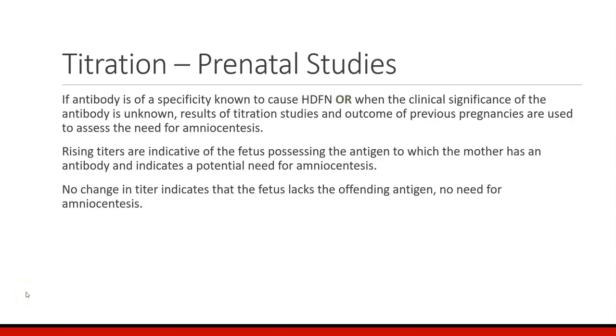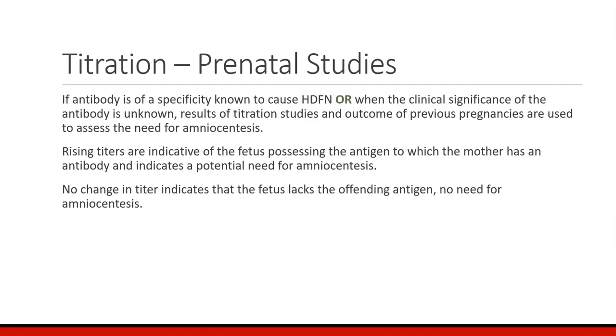Titration in prenatal studies. If an antibody is of a specificity known to cause HDFN, or when the clinical significance of this particular antibody is unknown, the results of titration studies and outcomes of previous pregnancies are used to assess the need for amniocentesis. So what that means is, what if this mom had an antibody stimulated by a previous pregnancy? So that baby was affected. How do we know that this antibody presence is going to affect the current pregnancy?